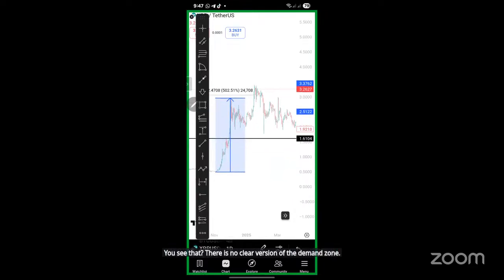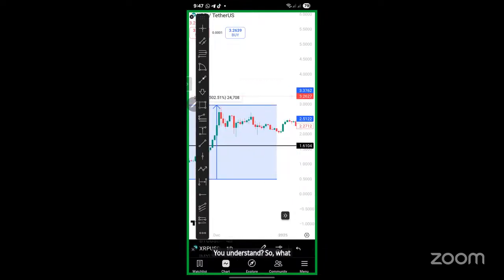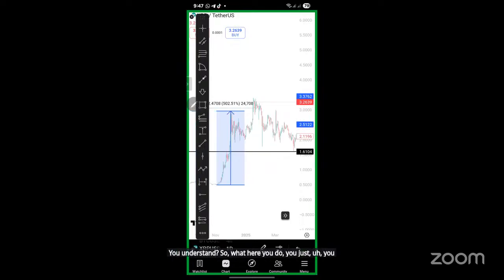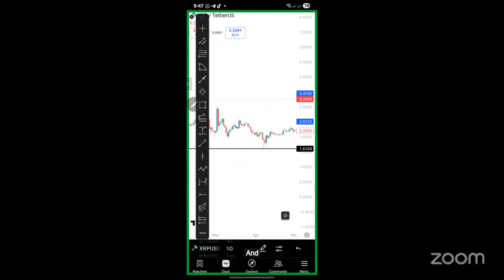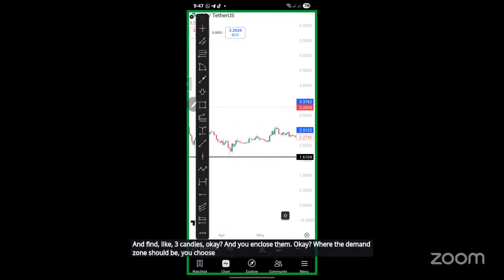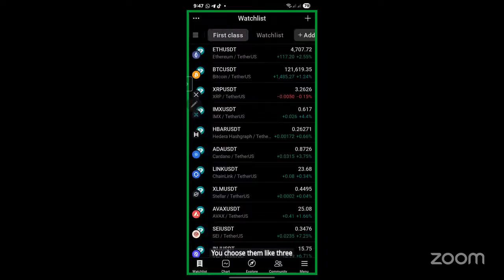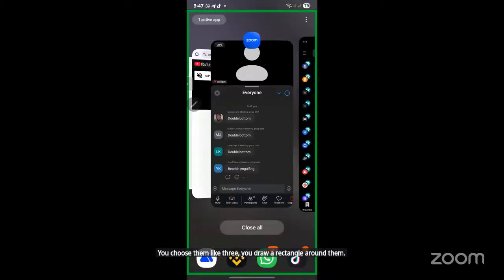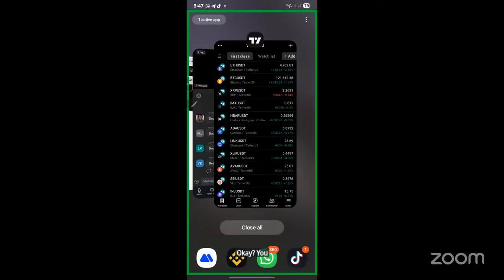So what you do here is come and find about 3 candles and enclose them, where the demand zone should be. You see that the candles are very, very small. You choose 3 and draw a rectangle around them.